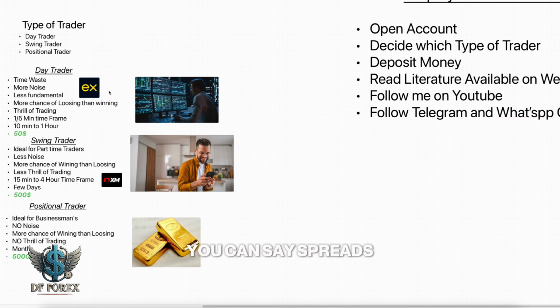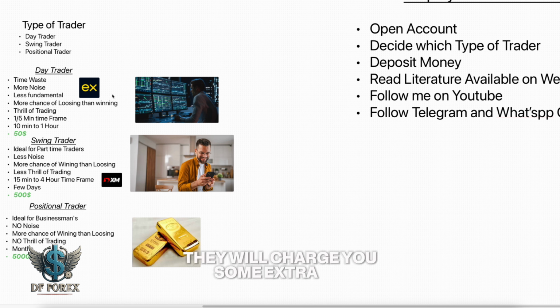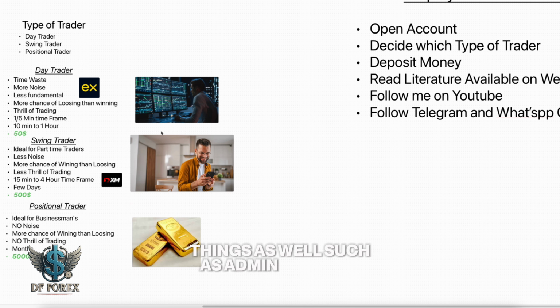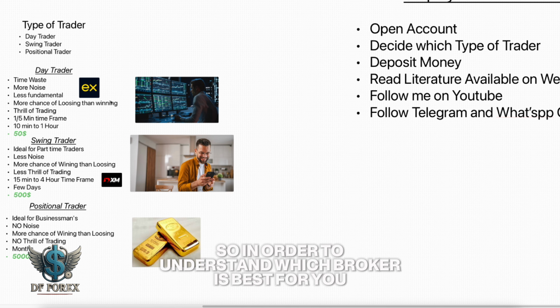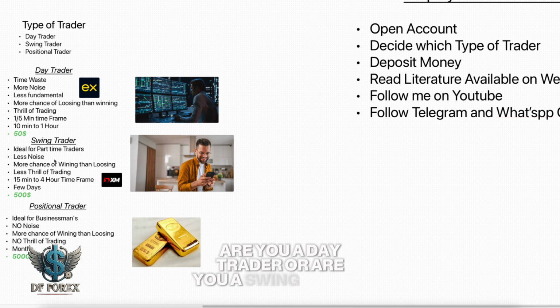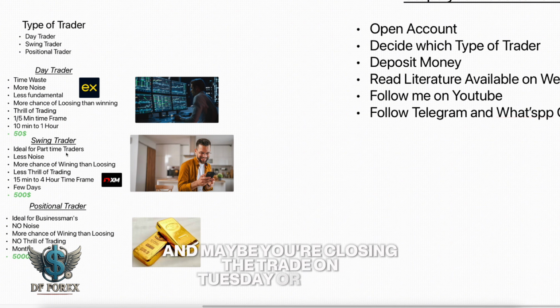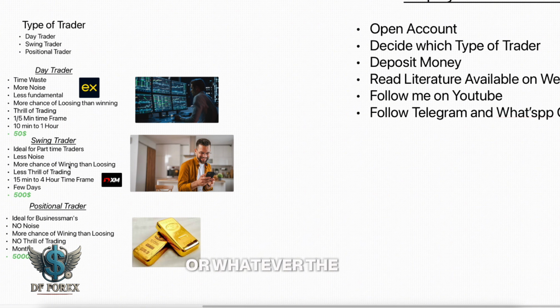But XNS does have other problems, such as it will charge you a very high swap fee, and if your trade keeps on running for a week or two, they will charge you some extra things as well, such as admin charges. So in order to understand which broker is best for you, you need to understand which type of trader you are. Are you a day trader or a swing trader? For example, if you take a trade on Monday and close it on Tuesday or Friday, whatever the day, the point is you are taking longer positions.